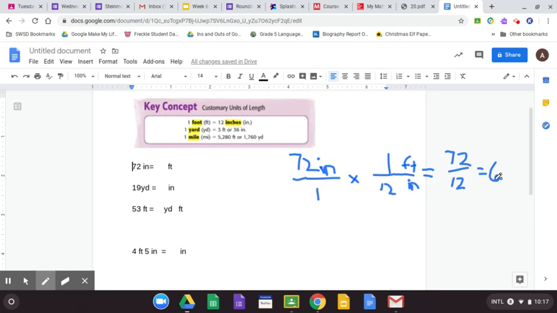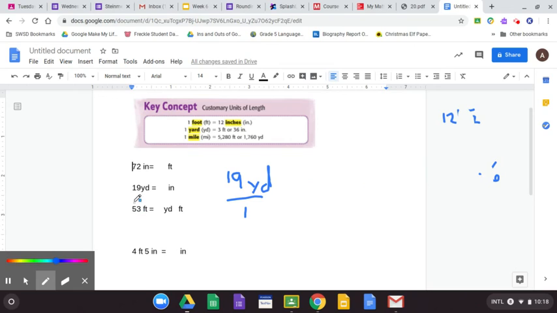You can also do, if you didn't know it was 6, you could write it out as a division problem. And that goes in 6 times with the division. So that one would be 6.